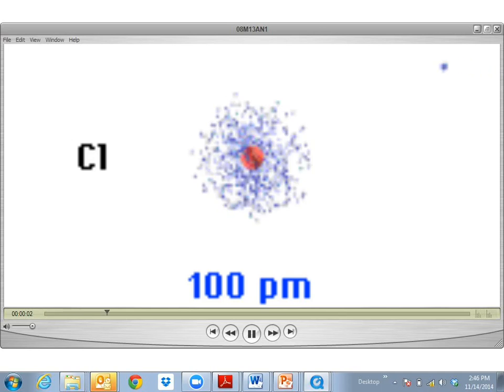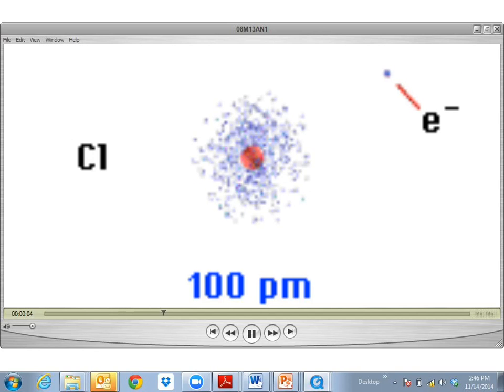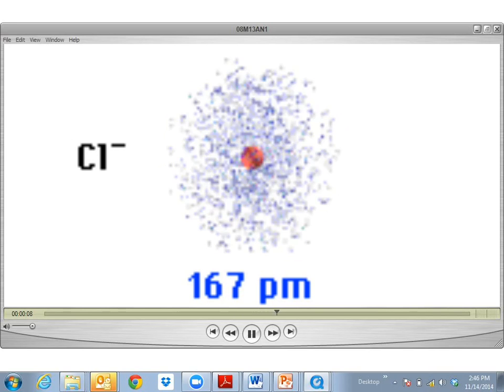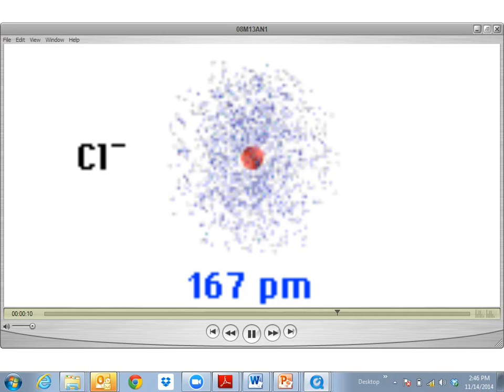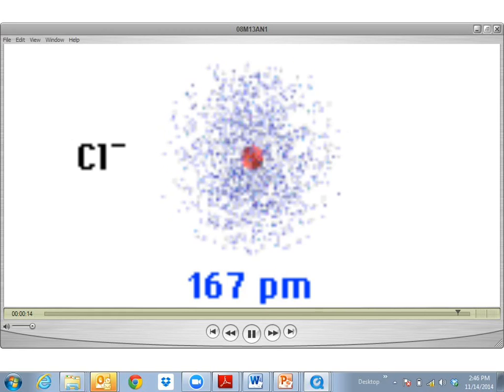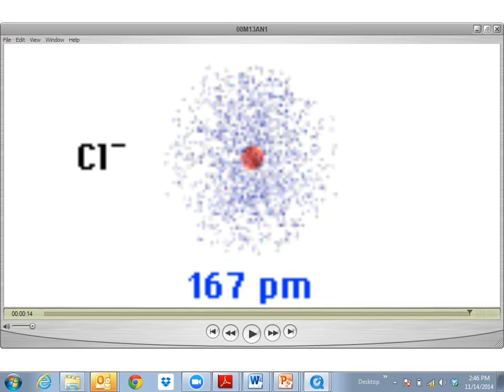When a gaseous atom accepts an electron to become an anion, the energy it releases is a measure of its electron affinity. For chlorine, this is minus 349.0 kilojoules per mole. Very good. I like how she said anion. Okay.